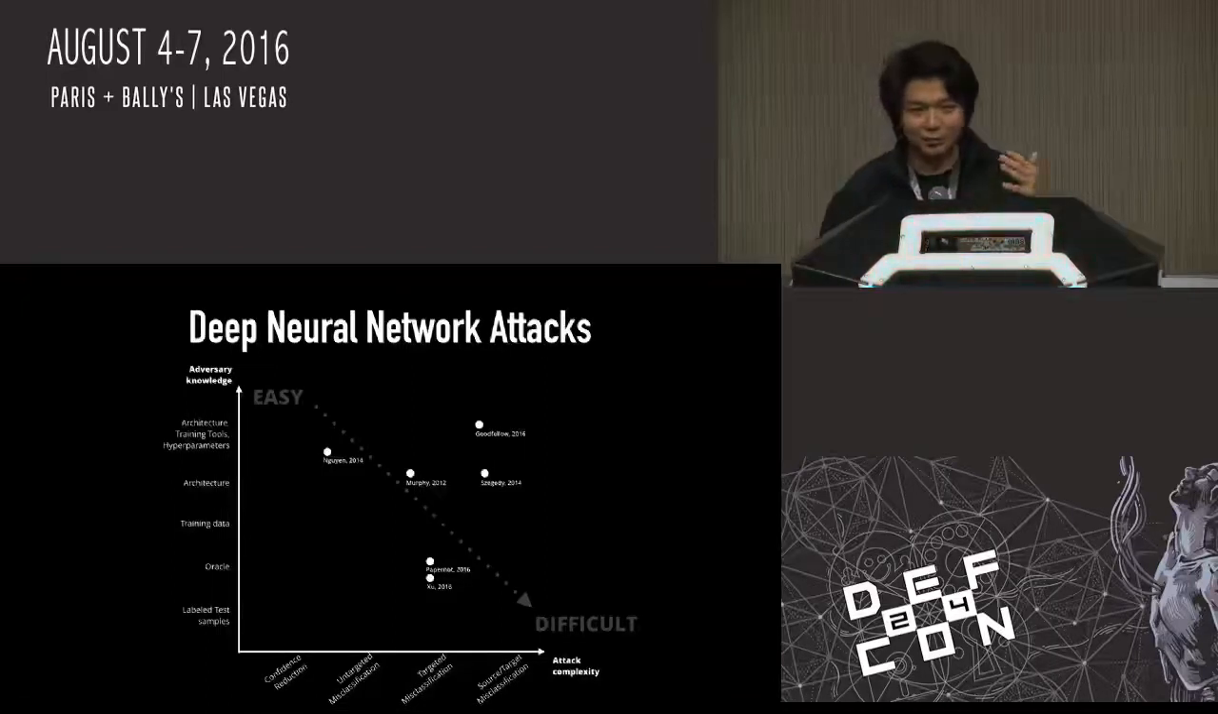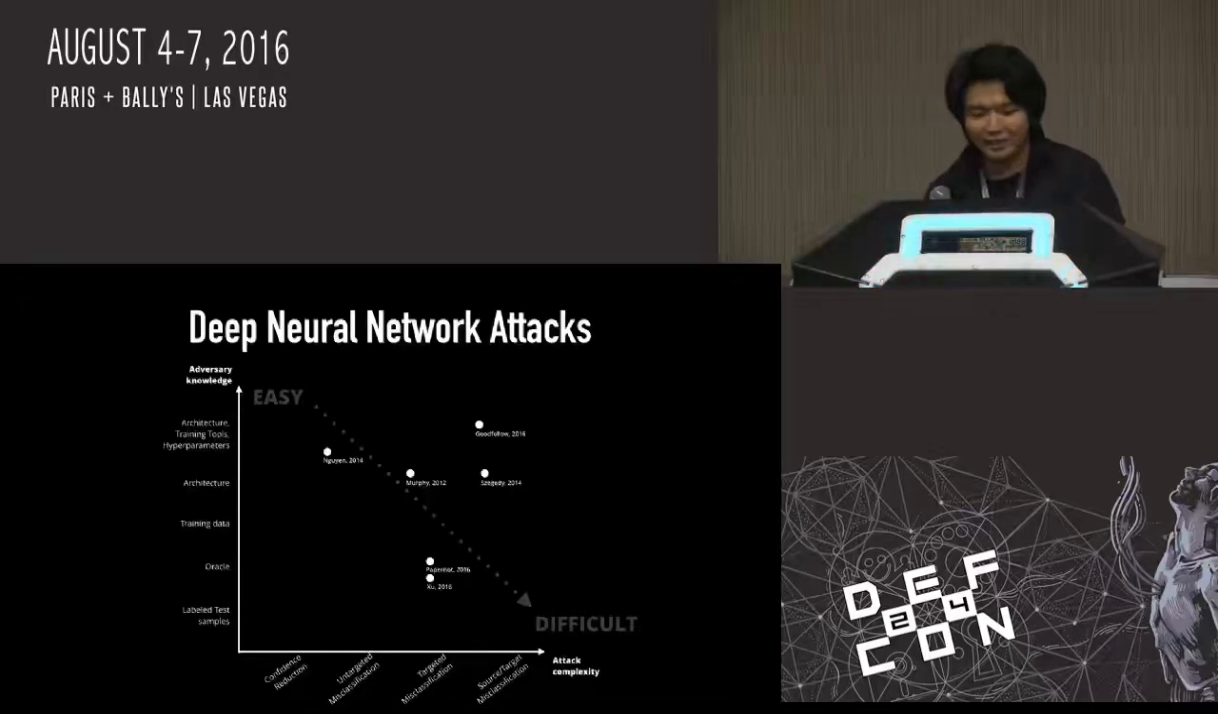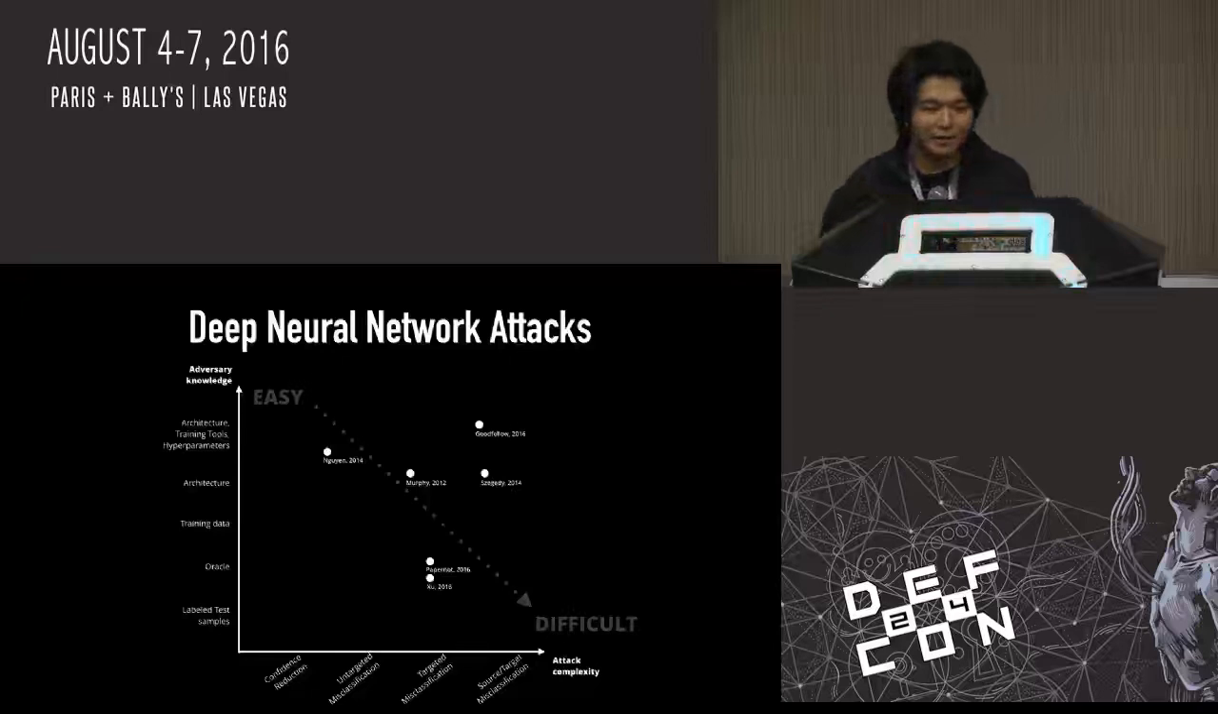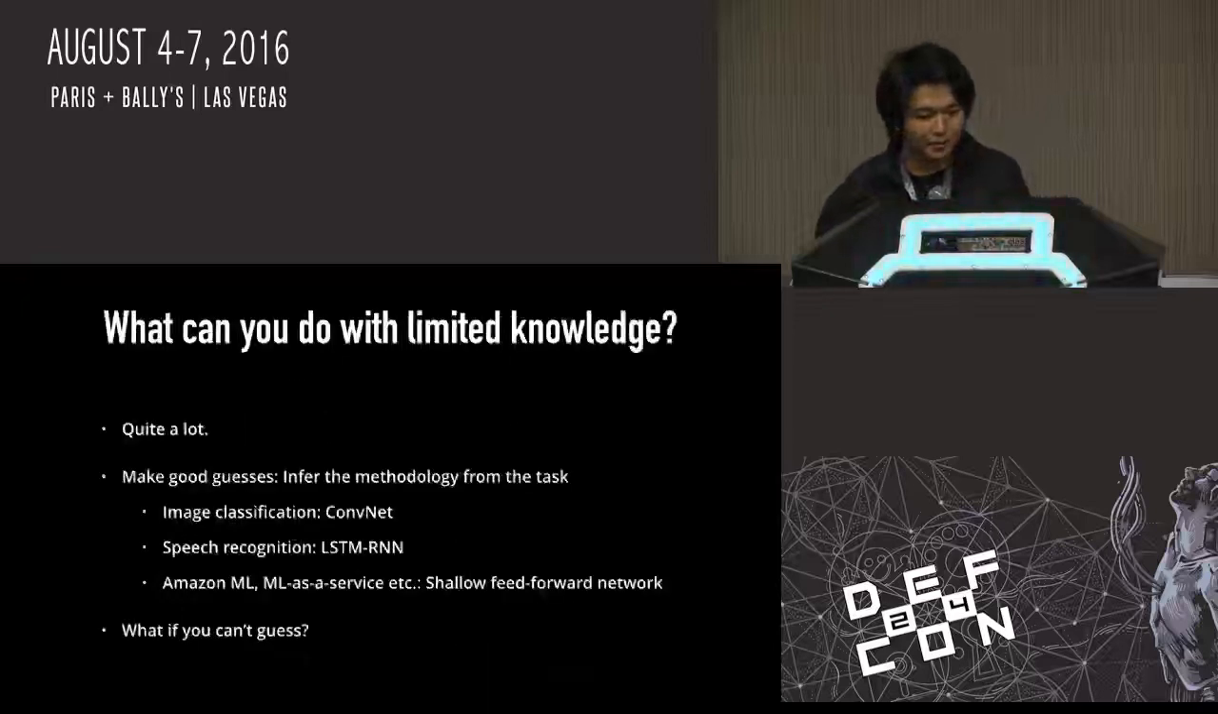Let's say you're dealing with an online service like Amazon Machine Learning as a Service or other machine learning as a service startups, and you want to induce some kind of misclassification on them. Then that's a bit harder, but you can still do pretty well. So you can do a lot with limited knowledge. You can make good guesses and infer the methodology from the task.